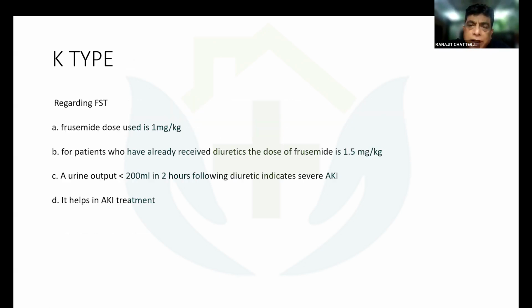Now, this is a very important part. Everybody try to follow this regarding the FST, furosemide stress test. How much dose is to be given? 1 milligram per kg. This is a K-type question. For patients who have already received diuretics, the dose is 1.5 milligram per kg. Urine output less than 200 ml in 2 hours is indicative of severe AKI. It helps in AKI treatment. So which are true and which are false? What is the answer?